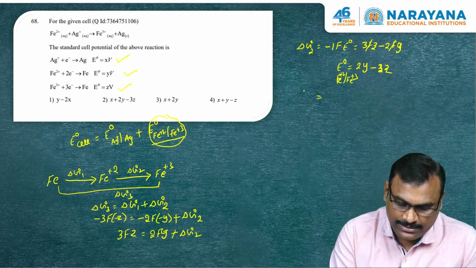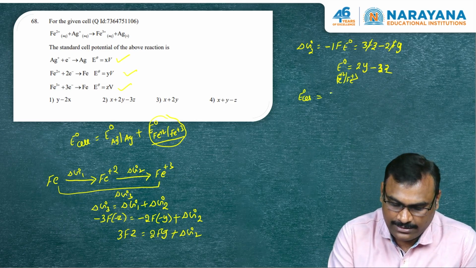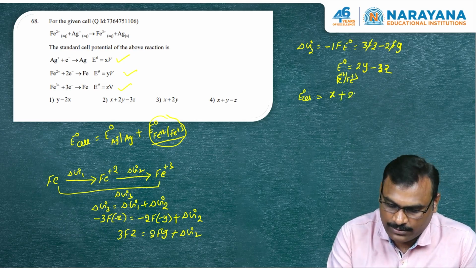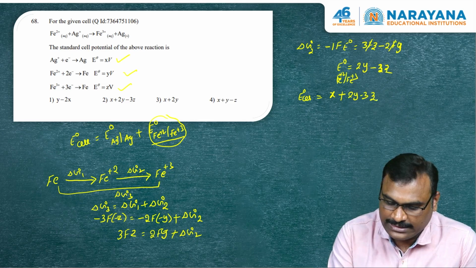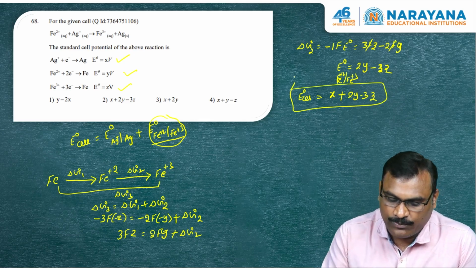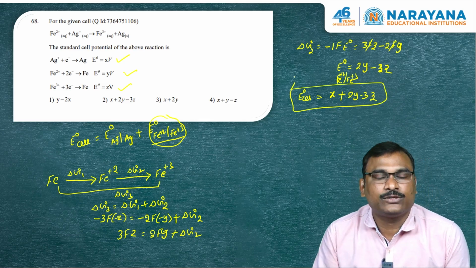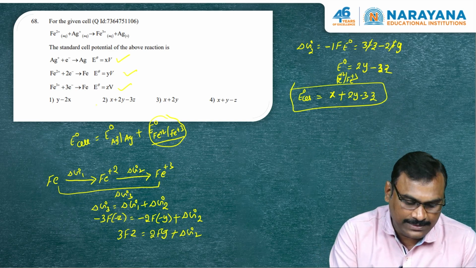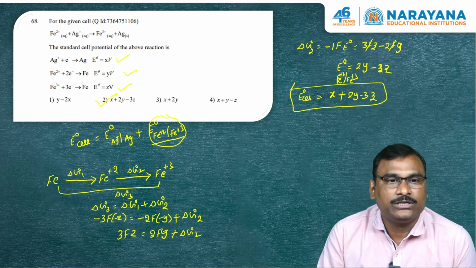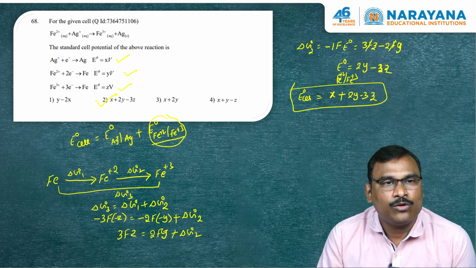Already they given E naught cell is equal to Az plus 2 to Az is x volts, plus now Fe plus 2 to Fe plus 3, I got 2Y minus 3Z. So, the overall cell potential is equal to x plus 2y minus 3z, which was in second option. So, option 2 should be the correct. Now, go for the next question.